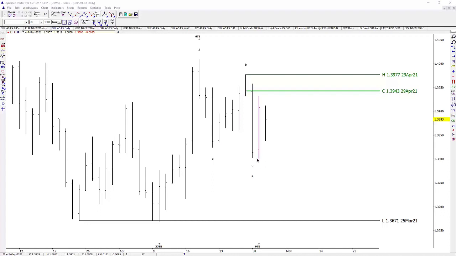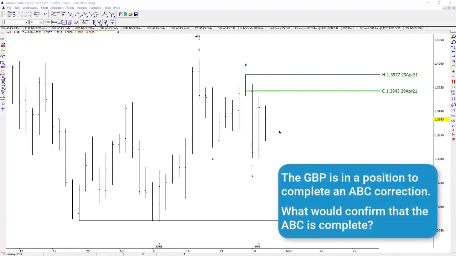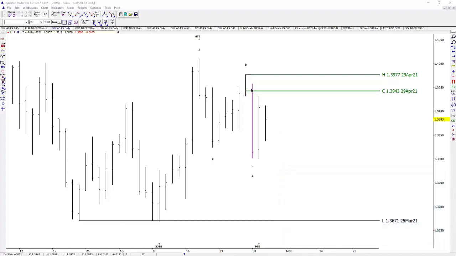We made a new low, which I've labeled a wave C. Then we've come up and traded into the range of the wave A, and closed into the range of the wave A. What would indicate that this ABC correction is complete and the bull trend should continue to a new high? Well, certainly a close above the closing high of what I've labeled as a wave B, and a trade above the high of the wave B.